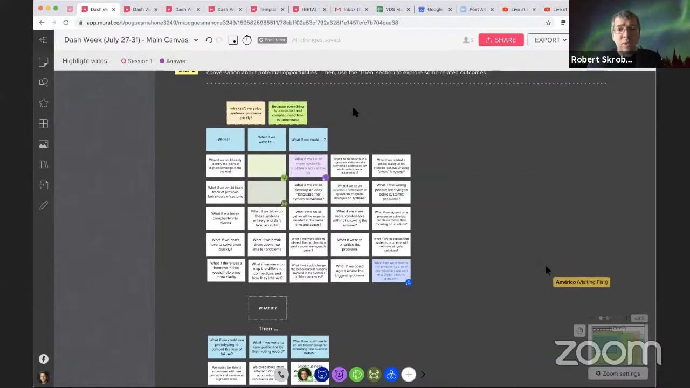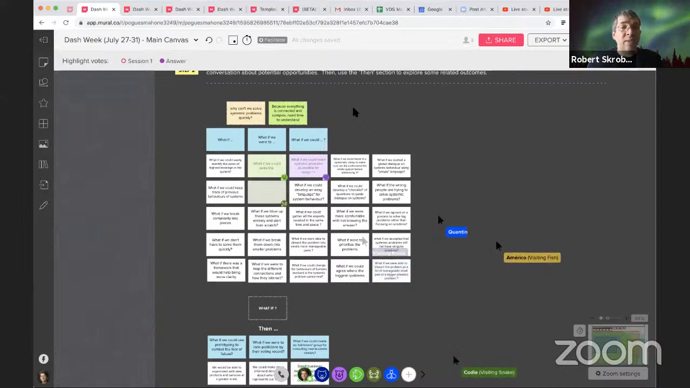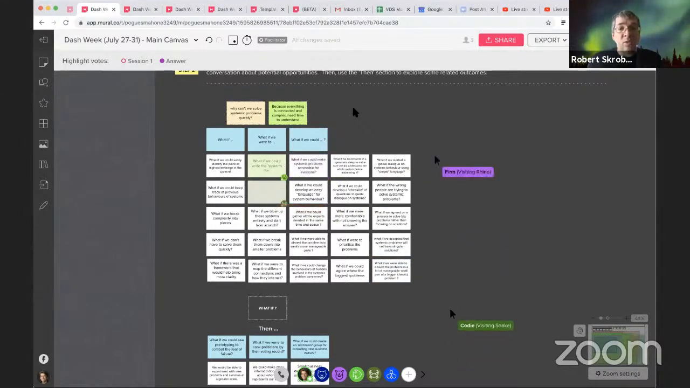So I'll wait till these last few boxes are filled up and we'll take it to a vote. Now for this particular exercise, we had to narrow down to just a single what if. Out of the 15 that you see here, there's going to be one that we're moving forward with, to provide a little bit of focus, whereas before we didn't have as much.